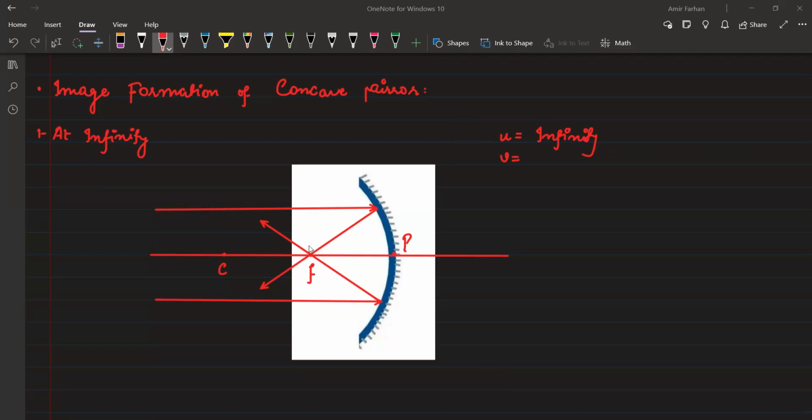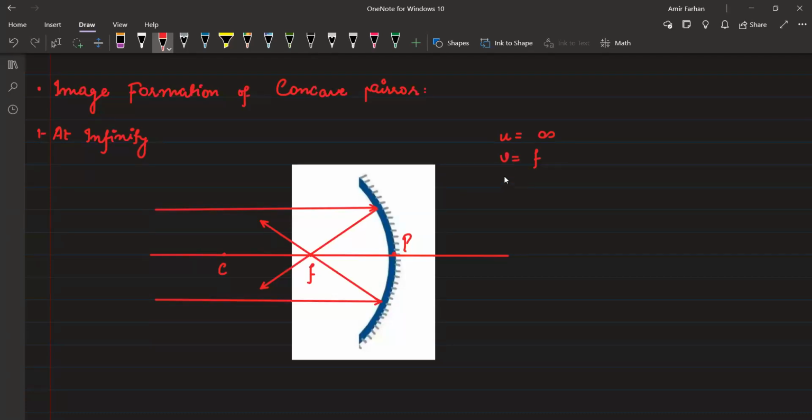So image is formed at where? What point? What is the name of this point? Focus. So it means that your object will be at infinity. So instead of writing infinity directly, I write it like this. Okay, so this is the infinity, and your image is forming at focus.